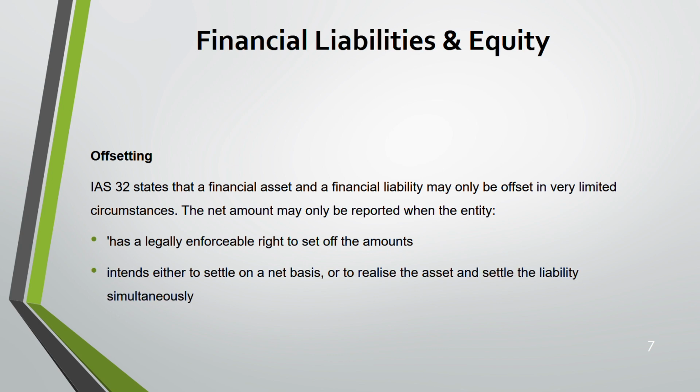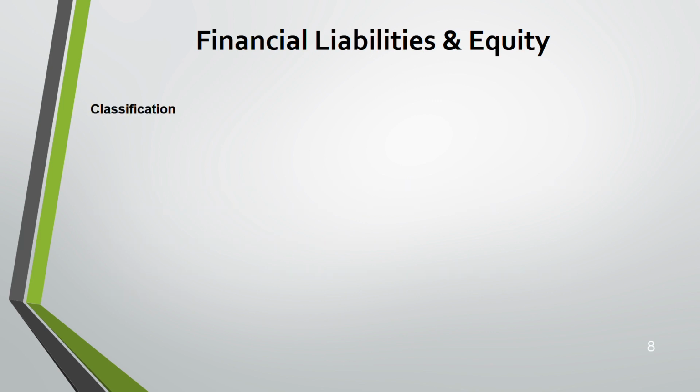or to realize the asset and settle the liability simultaneously, where you are doing it simultaneously. In these two conditions, you can net off. Otherwise, you do not offset. You show financial assets separately, you show financial liabilities separately. Moving to classification.